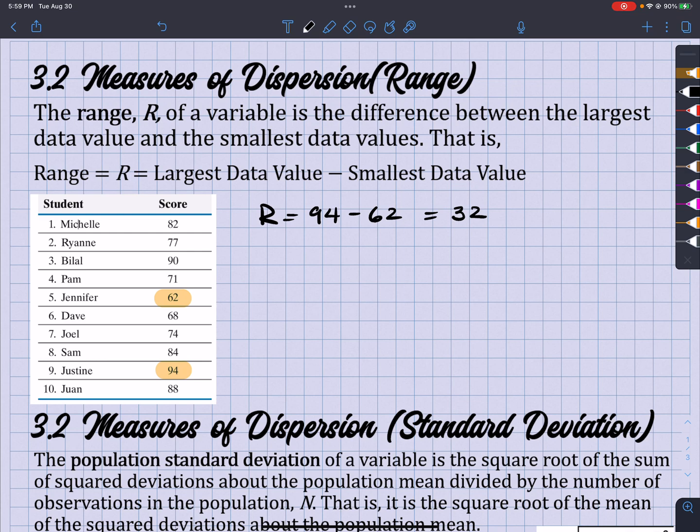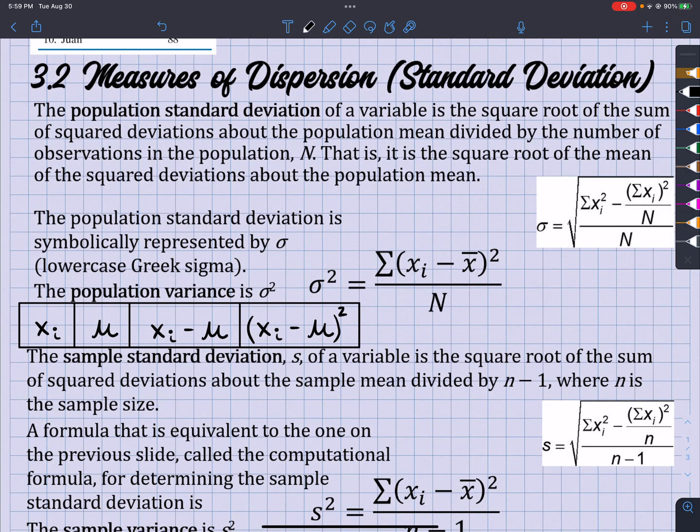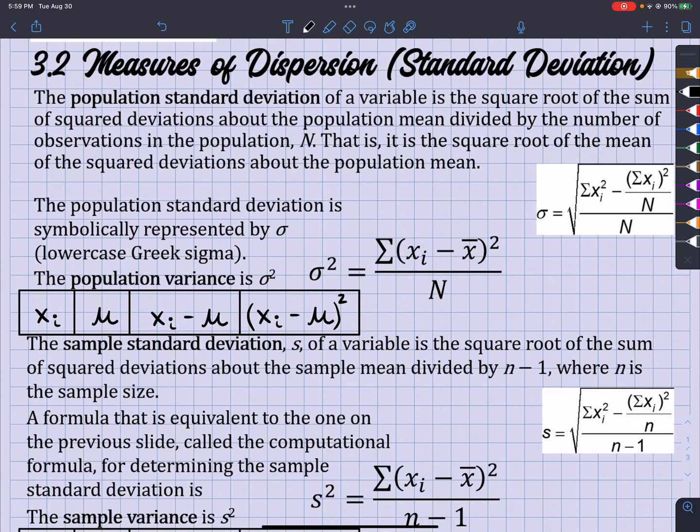So let's talk about standard deviation. Just like the mean, the standard deviation has a population version, which is denoted by sigma. This is sigma, and the population variance is sigma squared. So when you find one, you have found the other.